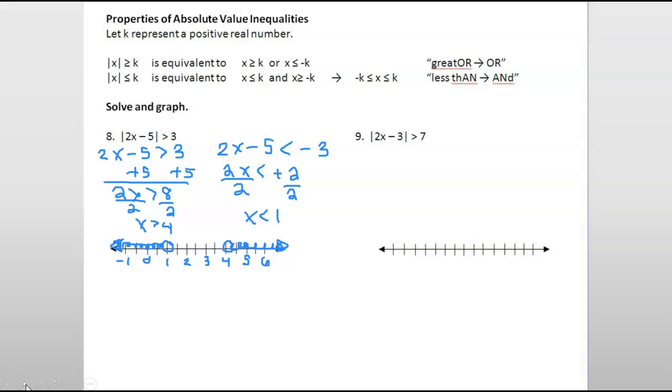Number 9, absolute value of 2x minus 3 is greater than 7. So drop the absolute values, rewrite the problem as is. This is an "or." Rewrite the absolute value with a flipped inequality and a negative value. Solve for x.